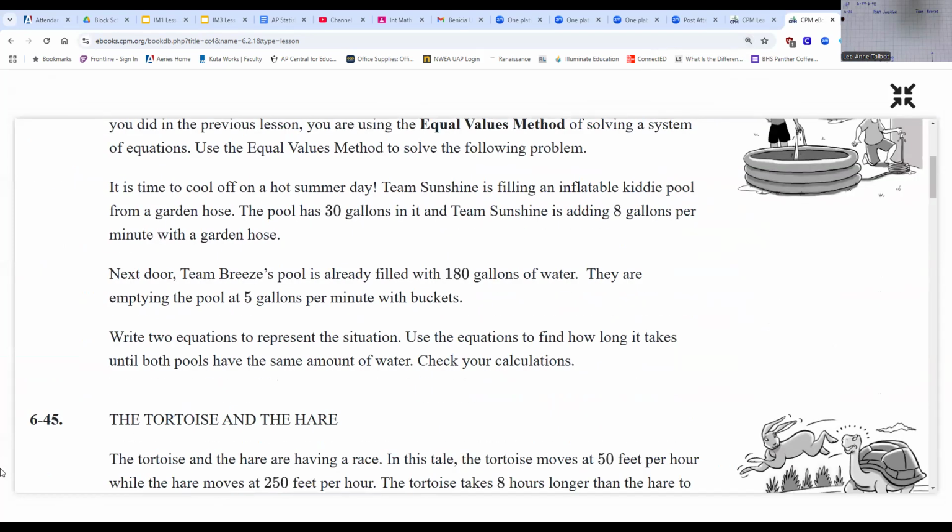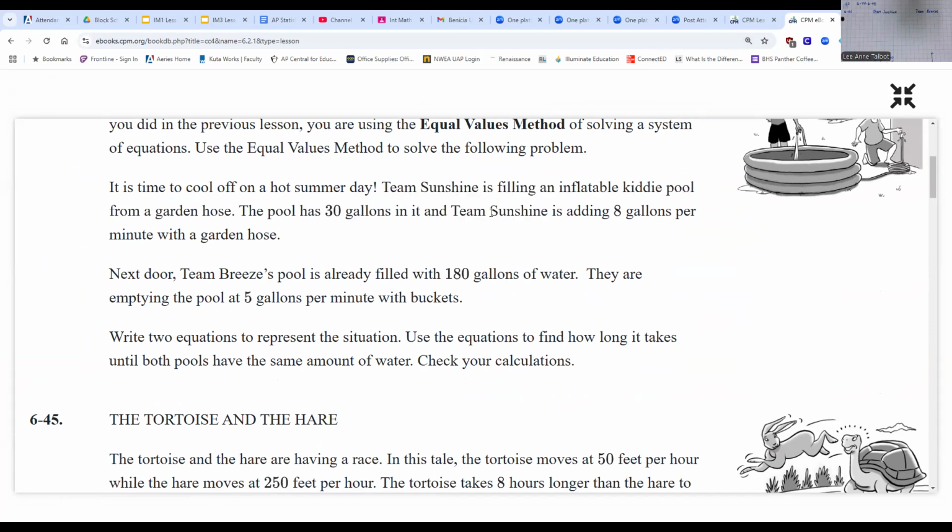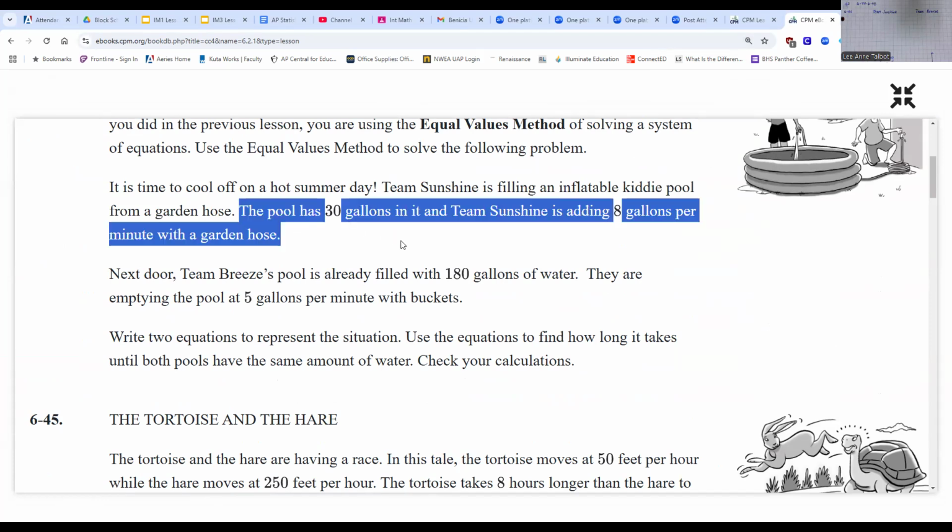Okay, it's time to cool off on a hot summer day. Team Sunshine is filling an inflatable kiddie pool from a garden hose. The pool has 30 gallons in it, and Team Sunshine is adding 8 gallons per minute with the garden hose. Which one of those things is the slope? 8, beautiful. Okay, so you guys write down under Team Sunshine, y equals 8x plus 30.